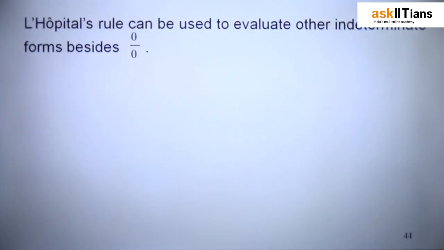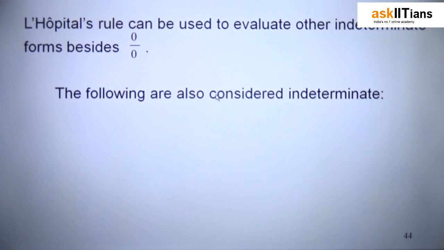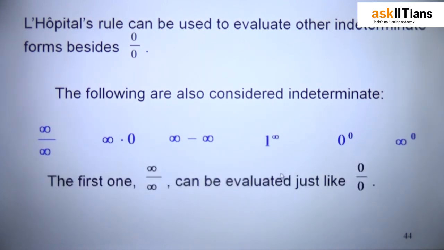And the application of L'Hopital's rule is not only for the 0 by 0 indeterminate form. There are various other indeterminate forms which we can use L'Hopital's rule to find out, such as infinity by infinity, infinity into 0, infinity minus infinity, 1 to the power infinity, 0 to the power 0. All these forms are considered as indeterminate forms in limits, and also infinity to the power 0.